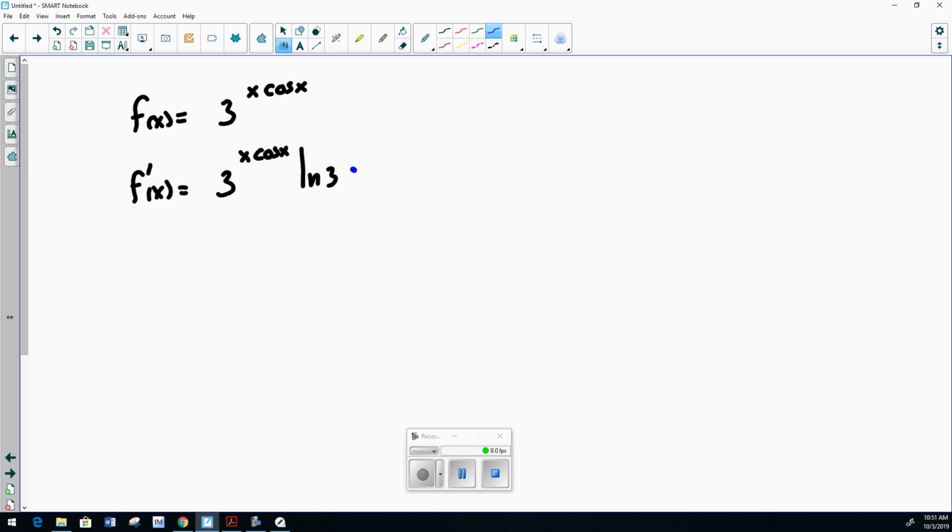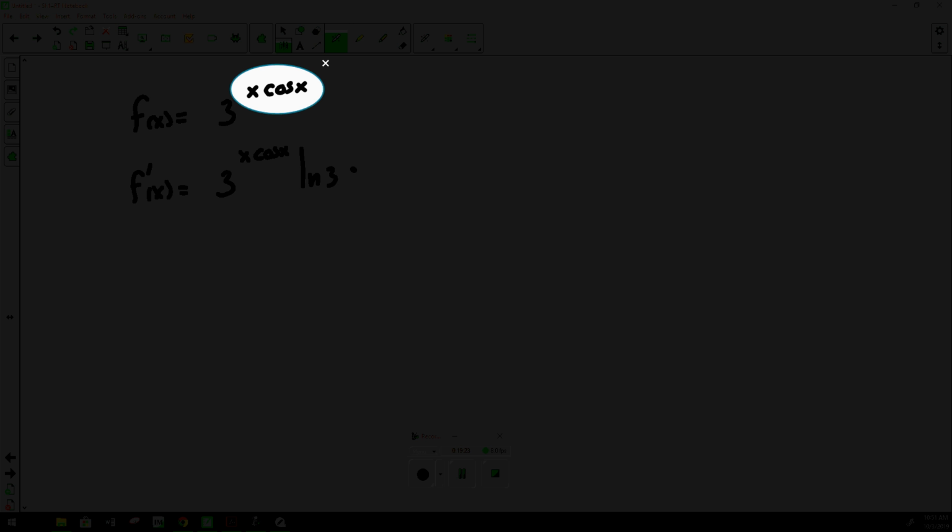We have x times cosine x. This next part is going to be controlled by the product rule, and it's all the chain rule. So here we go. First, derivative of the second plus the second, derivative of the first. And there's our final answer. It does not simplify. Good job, Aiden.